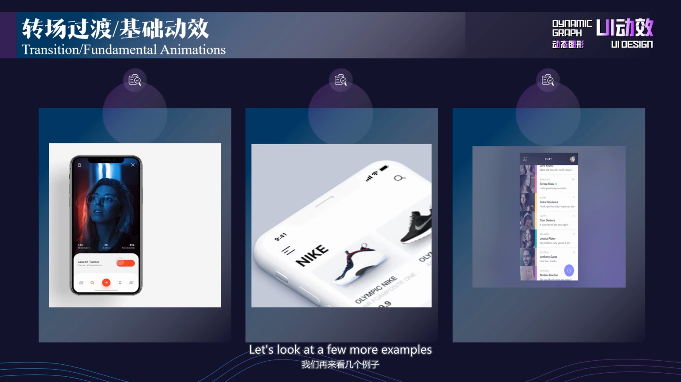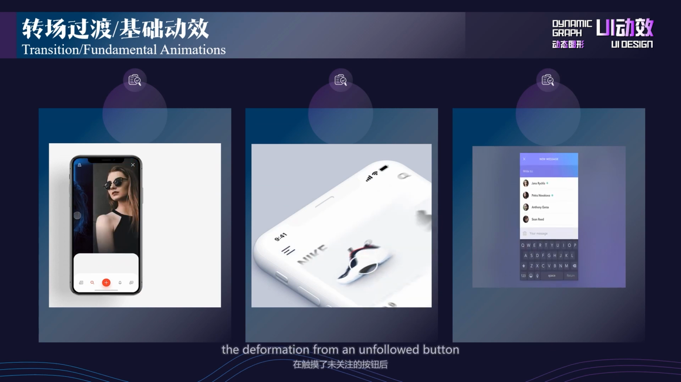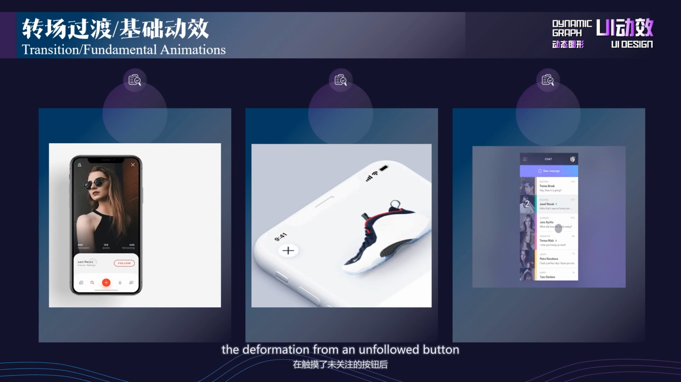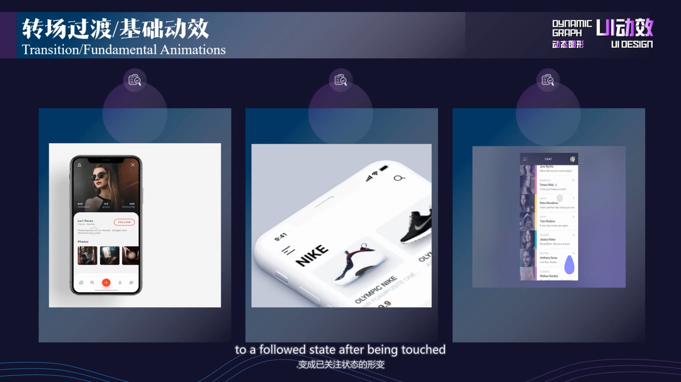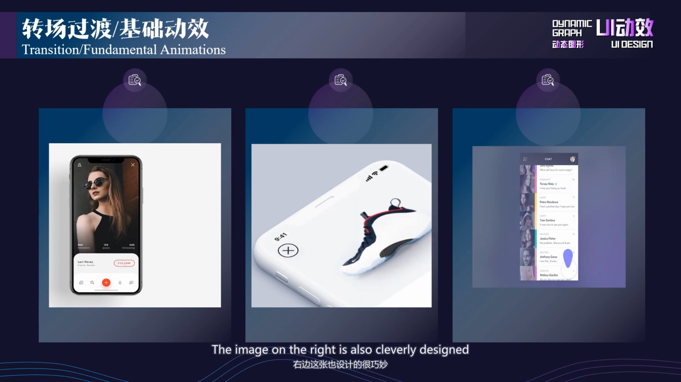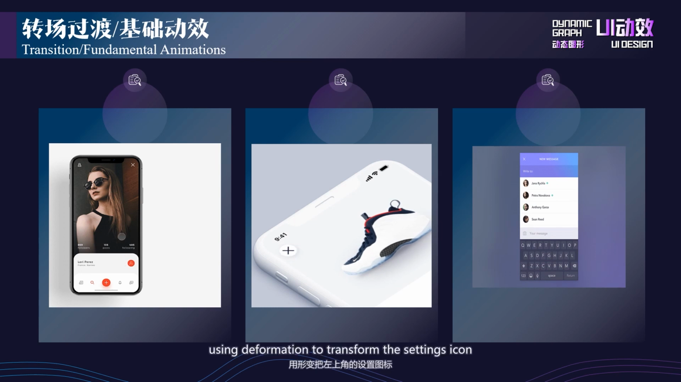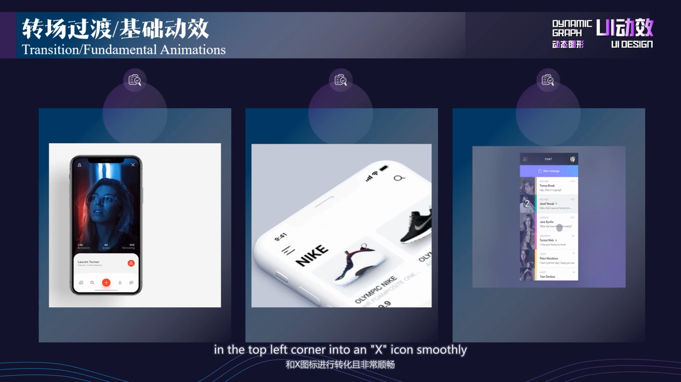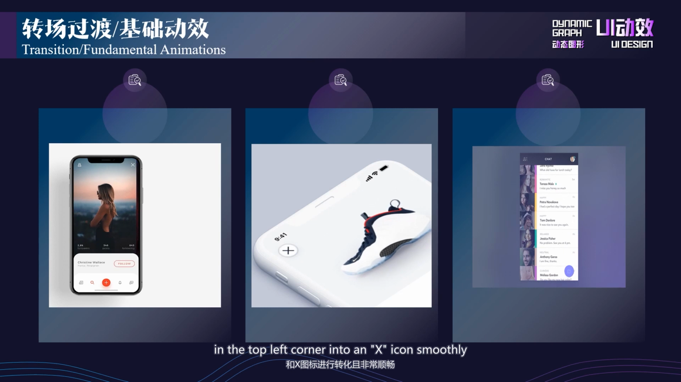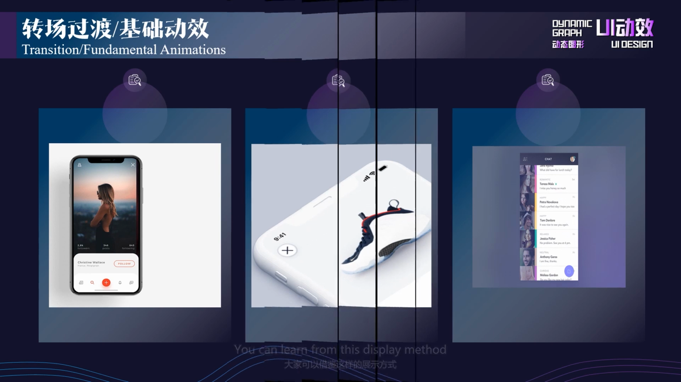Let's look at a few more examples. The first image shows the deformation from an unfollowed button to a followed state after being touched. The image on the right is also cleverly designed, using deformation to transform the settings icon in the top left corner into an X icon smoothly, showcasing the functional change through deformation. The last image demonstrates a noticeable deformation, transitioning from a rectangle to a circle. You can learn from this display method.